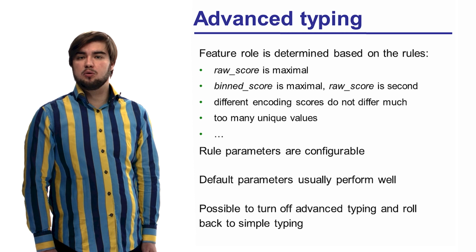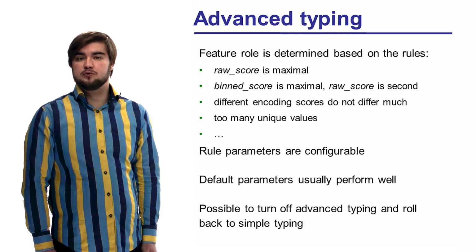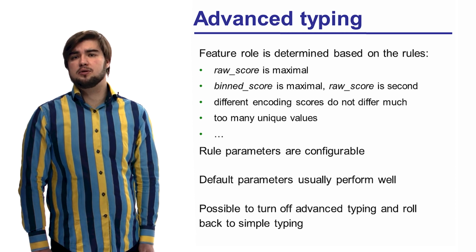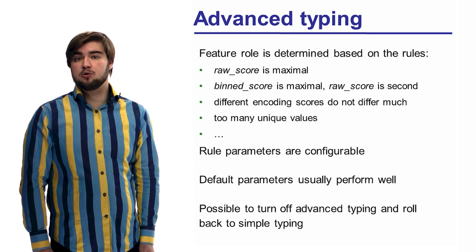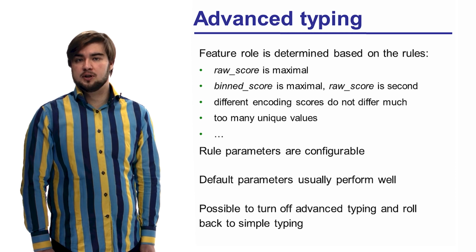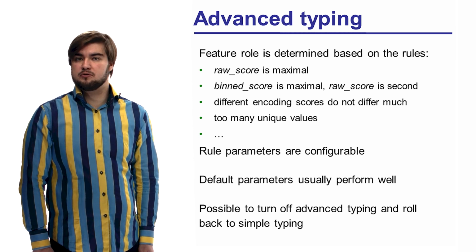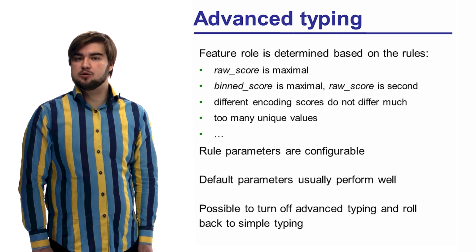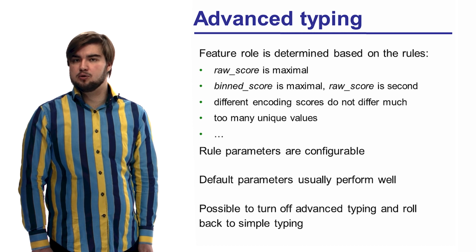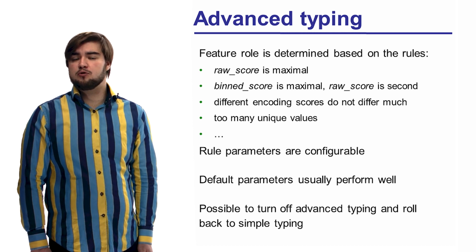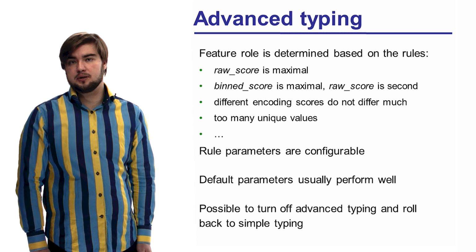The resulting feature role is determined based on a bunch of rules, such as the raw score is maximal or the bin score is maximal, while the raw score is the second largest. The parameters of these rules may be configured, though the default ones usually perform well. It is also possible to turn off advanced typing, because in some experiments held by the developers of LightAutoML, it appeared to perform slightly worse than the simple typing.